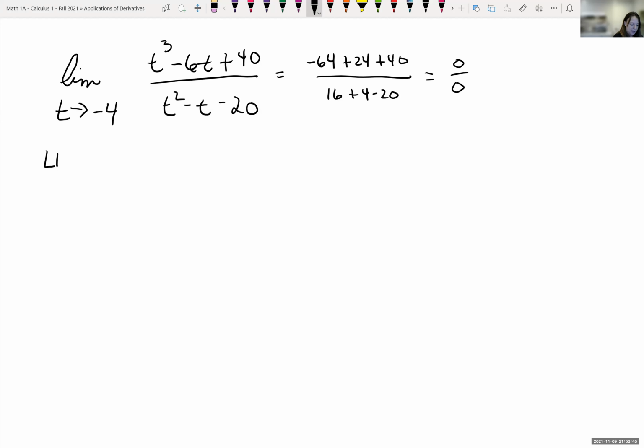So we can apply L'Hopital's rule. We're looking at the limit as t is approaching -4, and we're going to look at the derivative of the numerator divided by the derivative of the denominator. So the derivative of our numerator gives us 3t squared minus 6, all over the derivative of the denominator, which is 2t minus 1.